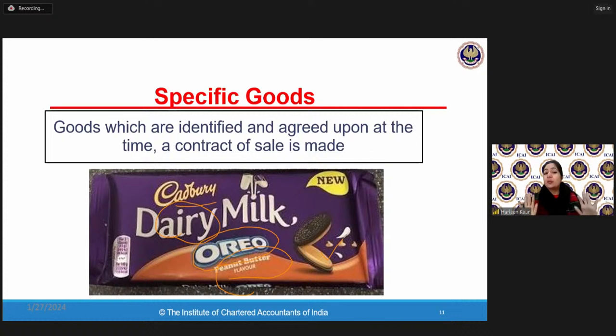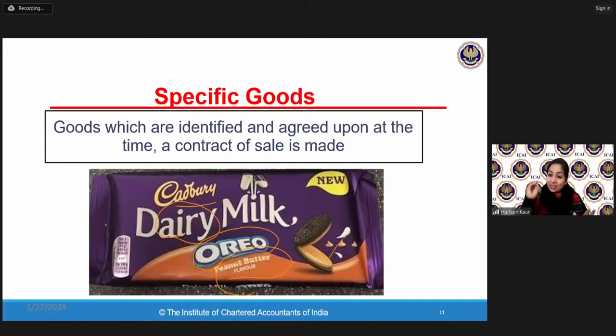Ek hota sale of goods existing hai. Mere paas ab ye goods hone chahiye. So I told you I have 5 Dairy Milk chocolates. 5 are from Oreo biscuit flavor, 2 are from Oreo peanut butter flavor and they were lying in my shelf. I picked them up and I gave it to you. Sale of specific good is complete.